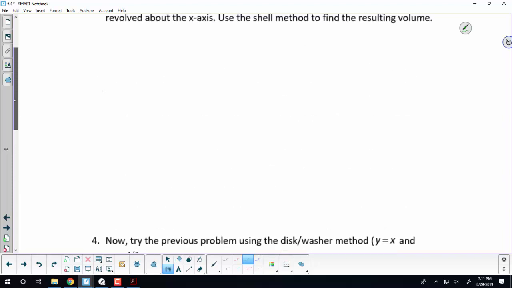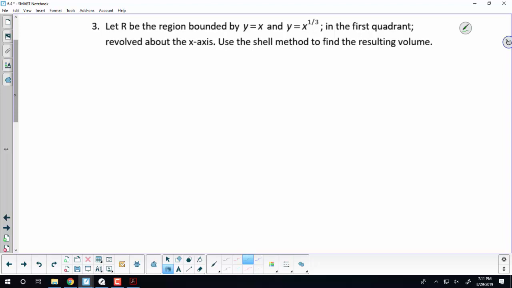So the question is, after you see this, maybe why do we have these two methods to find the volume? Or which one should I use? Or does it matter? Something to that effect.